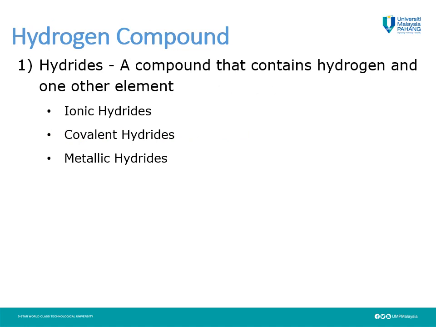One of the hydrogen compounds is hydride. It is a compound that contains hydrogen and one other element. So there are 3 types of hydrides, which are ionic hydrides, covalent hydrides, and metallic hydrides.